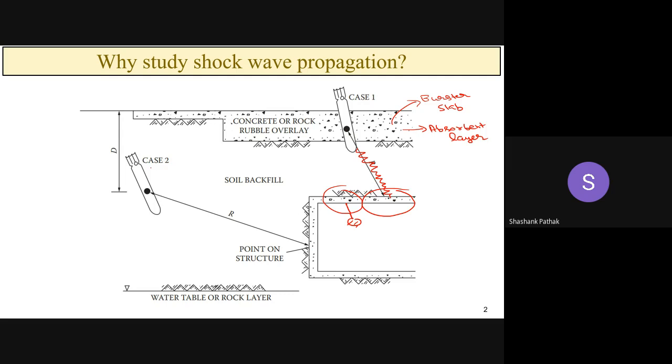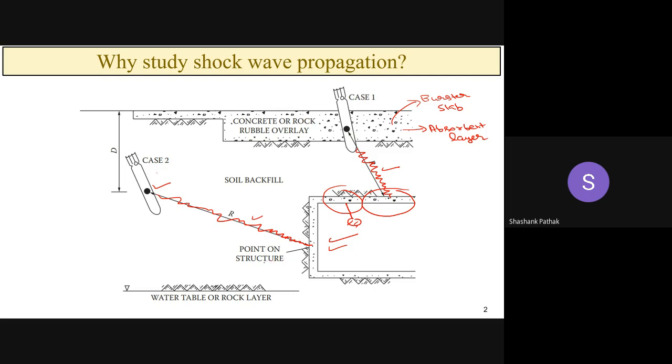Similarly, in the second case, there is no burster slab and the missile penetrates to a greater depth, and then this can again lead to wave propagation, shock propagation, which will cause some kind of vibration, some kind of dynamics of the system, which can lead to damage, and we need to design our underground structures or bunkers for all these kinds of loads that are coming from the source of shock wave propagation.